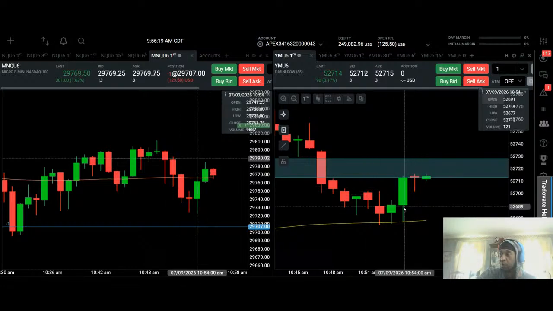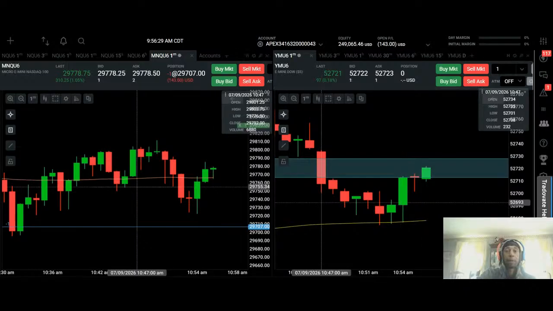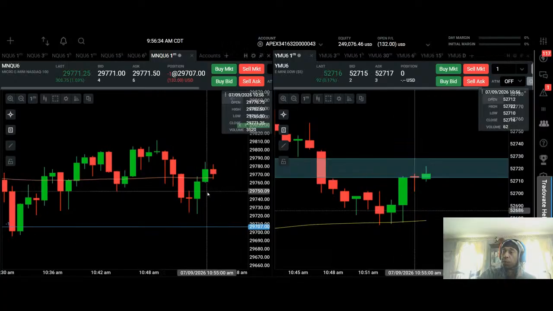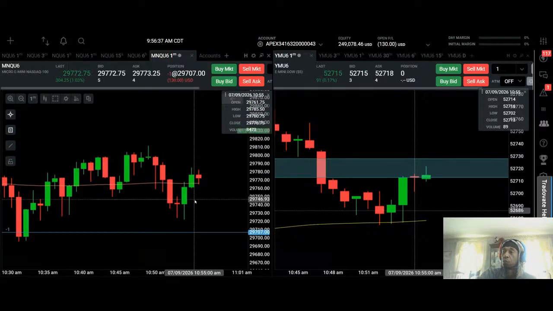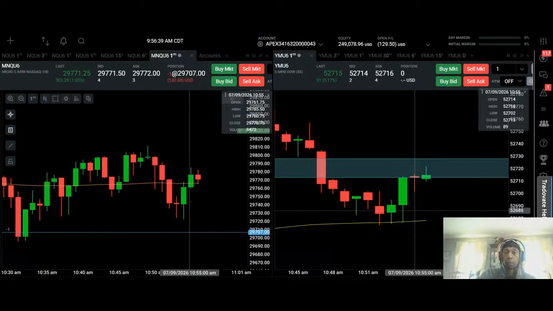So if I get a closure back below this green candle right here, I'll take another sell on NQ. If it gives me that, I'll take another sell on NQ. I don't see anything on the 3 minute.